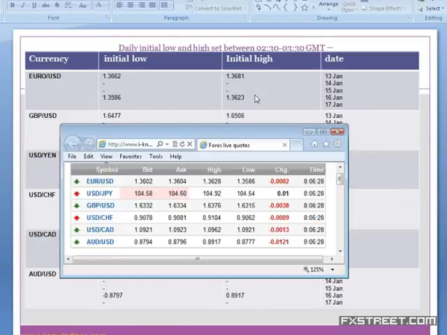So Euro has breached the high, the initial high set around 3:30 GMT during the Japanese session. It went up to 1.3628, and then the low is 1.3586. They have not breached the low.